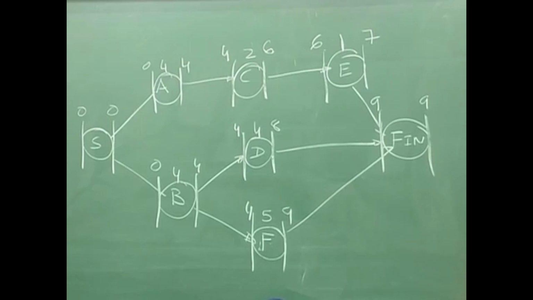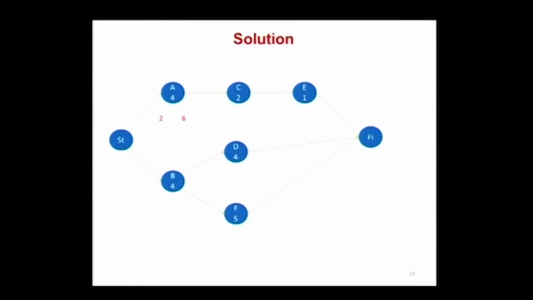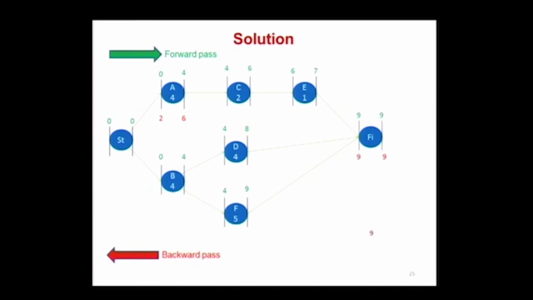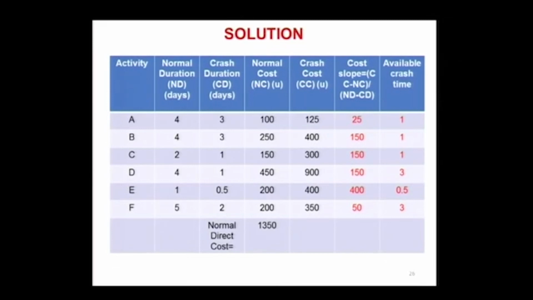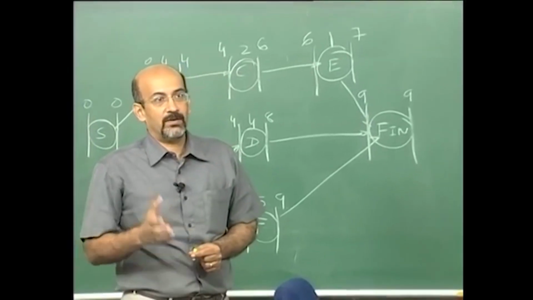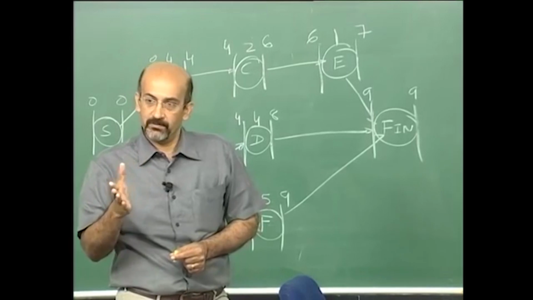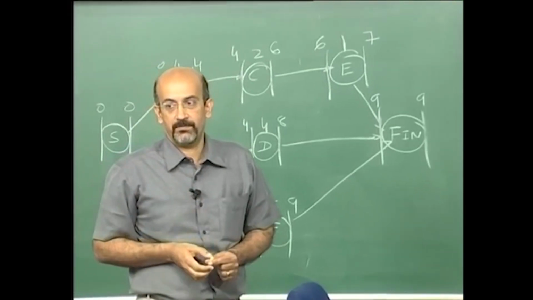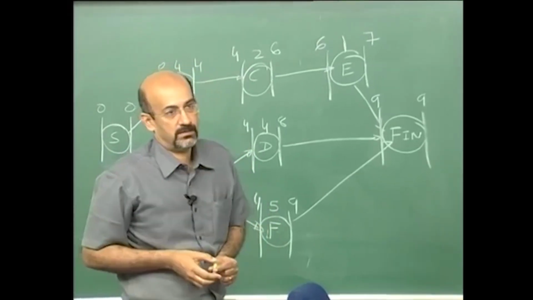Okay, you got the values down? You can find the optimum point by comparing slopes, but why don't you crash it to the maximum? So we can draw the cost time curve.